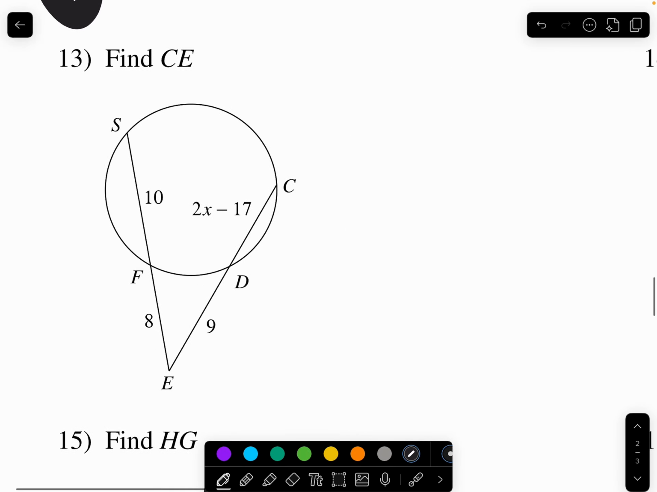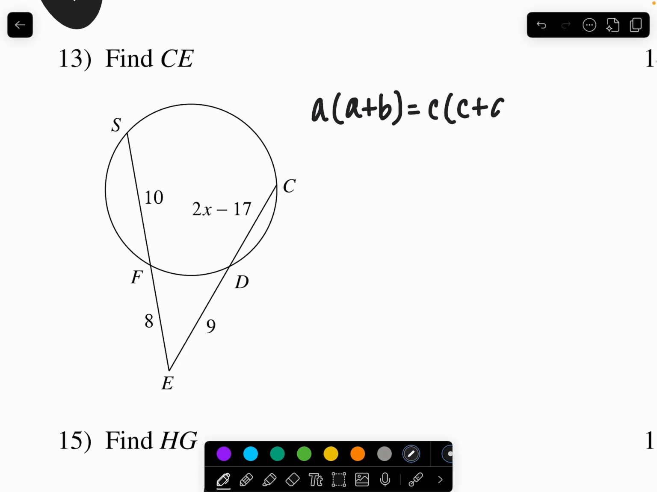All right, number 13. For this one, we're going to use A times A plus B equals C times C plus D. A is going to be, I'll just make it 8, and that means B has to be the 10. A and C will be the outside parts of the secant lines. So C is going to be the outside part, the part of the secant that's outside the circle, and then D is going to be the part of the secant that's inside the circle, if you haven't figured that out already.